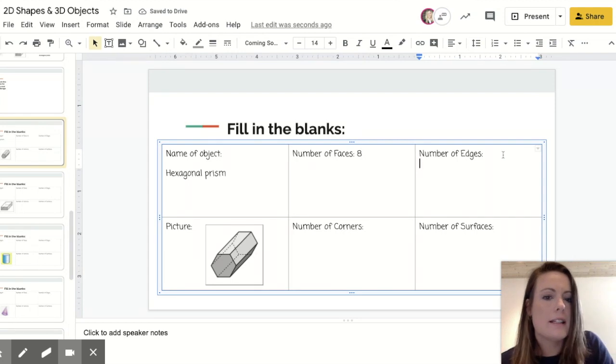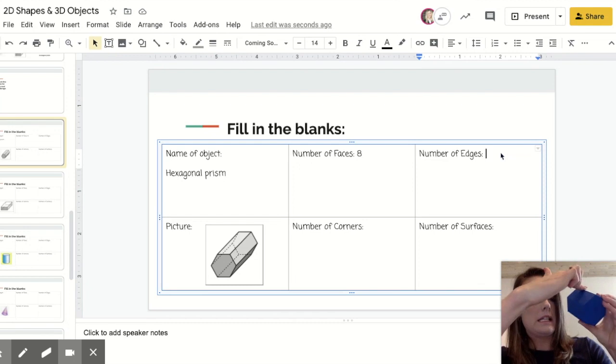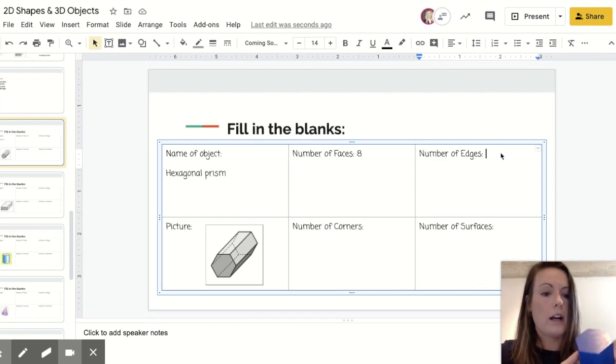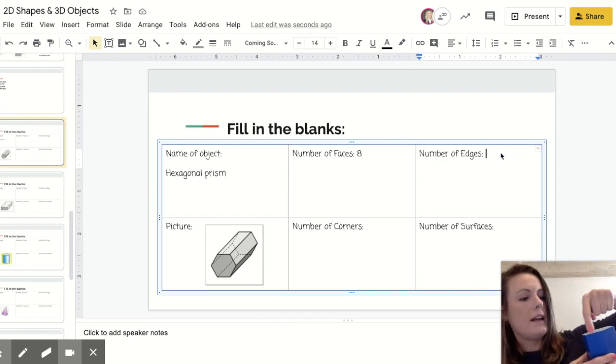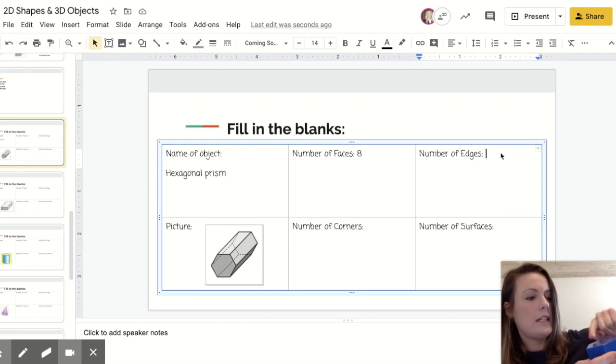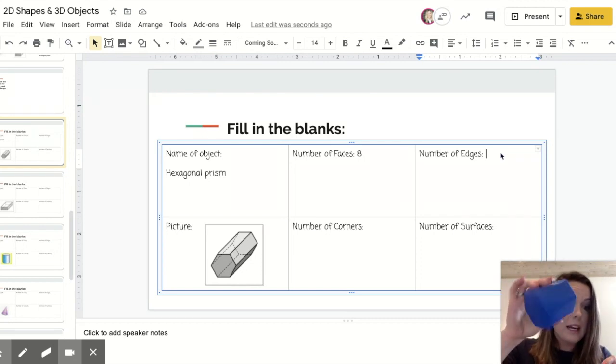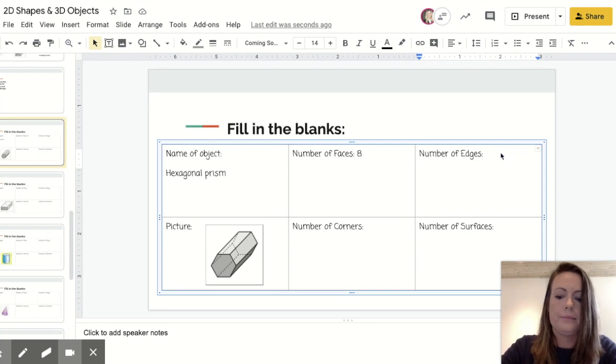What about edges? Let's take a look at the edges. I know that the edges are all the way along here. So let's count those. 1, 2, 3, 4, 5, 6. Oh, and look at how many I have around here. 7, 8, 9, 10, 11, 12. Flip it over. 13, 14, 15, 16, 17, 18 edges. Look at how many edges our hexagonal prism has.